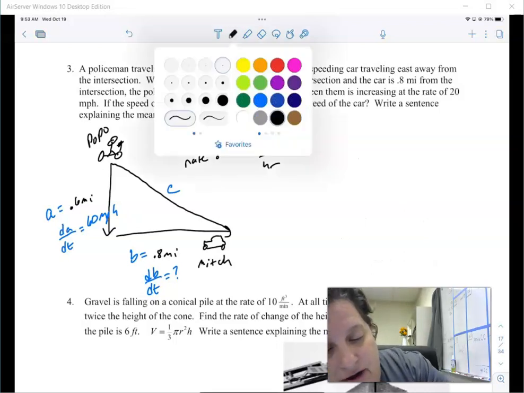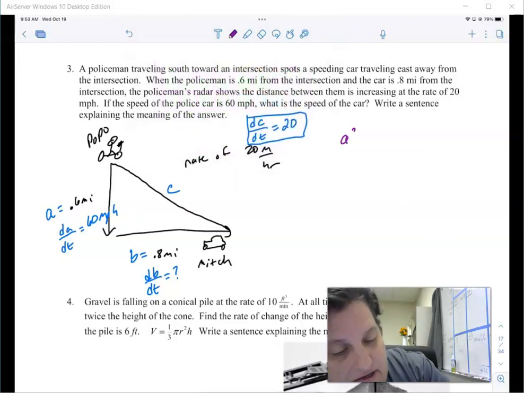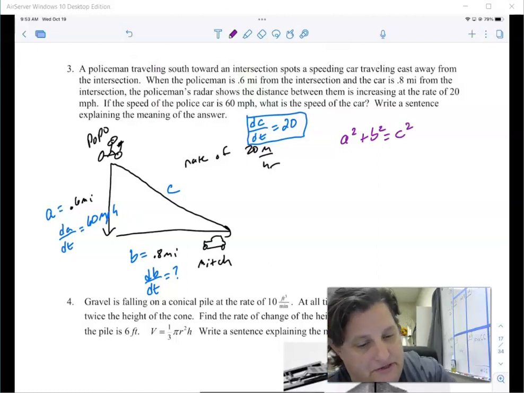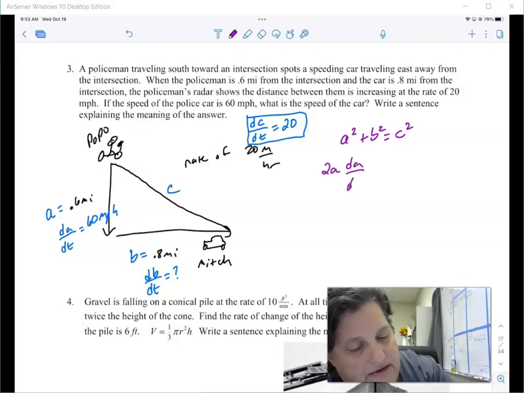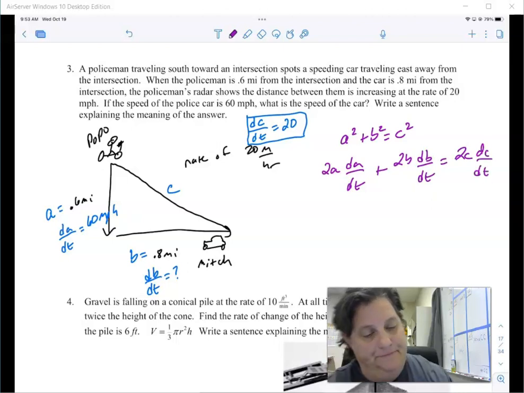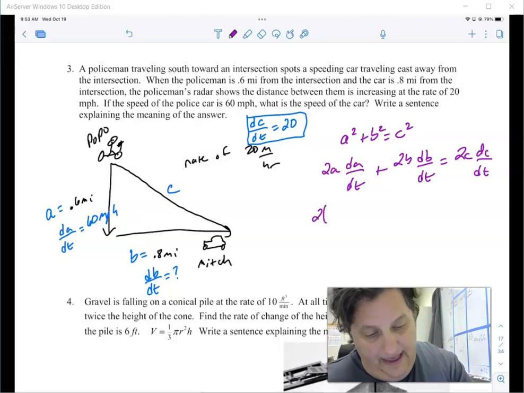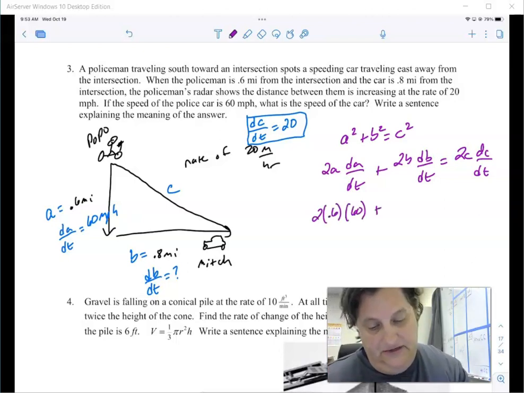So again, with right triangles, almost always we use a squared plus b squared equals c squared. Okay? A squared plus b squared is c squared. So here's my derivative: 2a dA dt plus 2b dB dt equals 2c dC dt. And I start plugging stuff in. All right? A is 0.6, dA dt is 60.